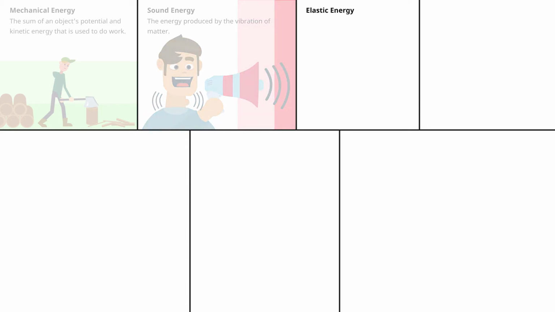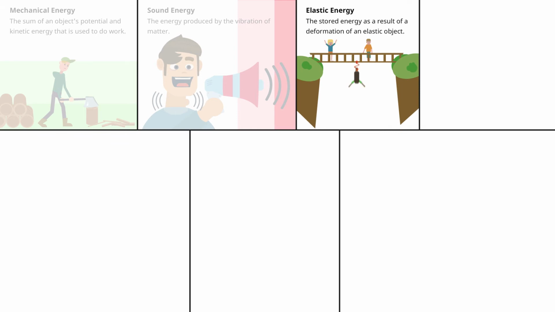How about elastic energy? This is the stored energy as a result of a deformation of an elastic object. Think of a bungee jumper attached to the cord. As the cord stretches and stretches, it becomes deformed to the point where it bounces back to try to return to its natural form. When the rope is in its stretched form, we have elastic energy.